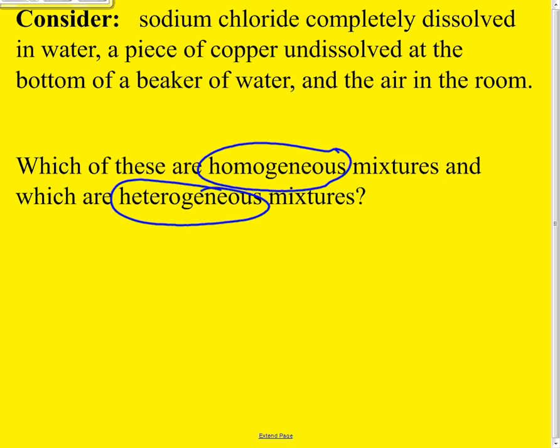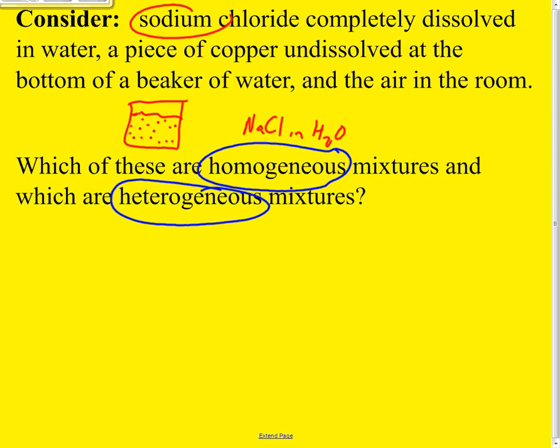When I think of sodium chloride completely dissolved in water, I think, okay, I've got a glass or a beaker. I've got some water in here, and then I've got some sodium chloride pretty much evenly spread out. There's not a pile sitting at the bottom. It's evenly spread out, so I would consider this a uniform composition. So I would say that sodium chloride dissolved in water is homogeneous.